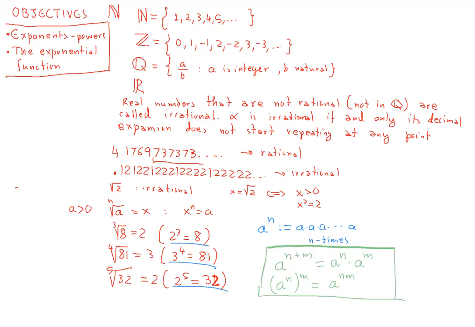So we want to preserve these relations and simultaneously allow the exponent to be first integer, then rational, and eventually real. So we're asking ourselves, how is that possible? And here are the definitions that we give.